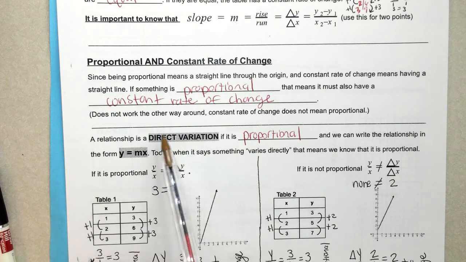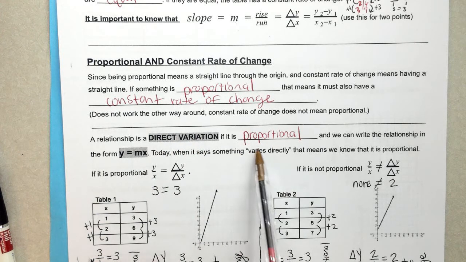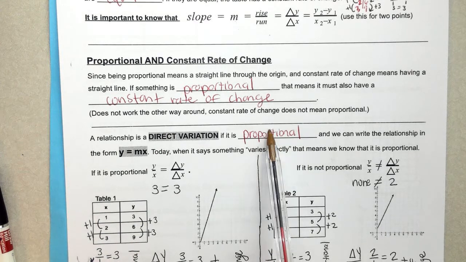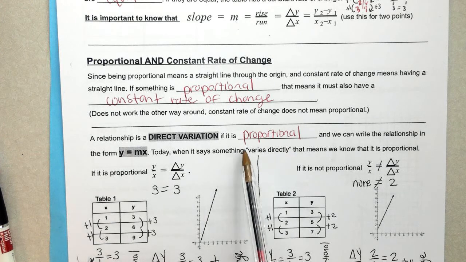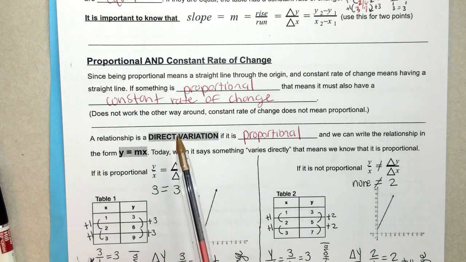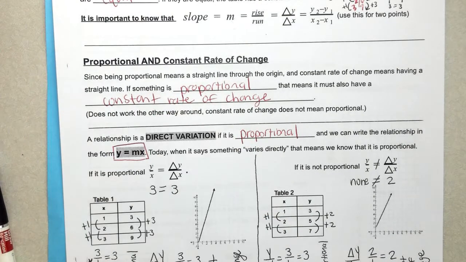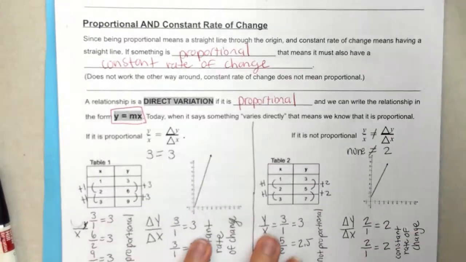Sometimes instead of saying direct variation, we say it varies directly. They mean the same thing. So if it says varies directly, it is proportional. If it does not vary directly, it is not proportional. And anytime it is proportional, meaning it's a direct variation, we can write the relationship in the form y equals mx. So that's going to be the equation that we'll use today when something is a direct variation or varies directly. So I have just an example down here.